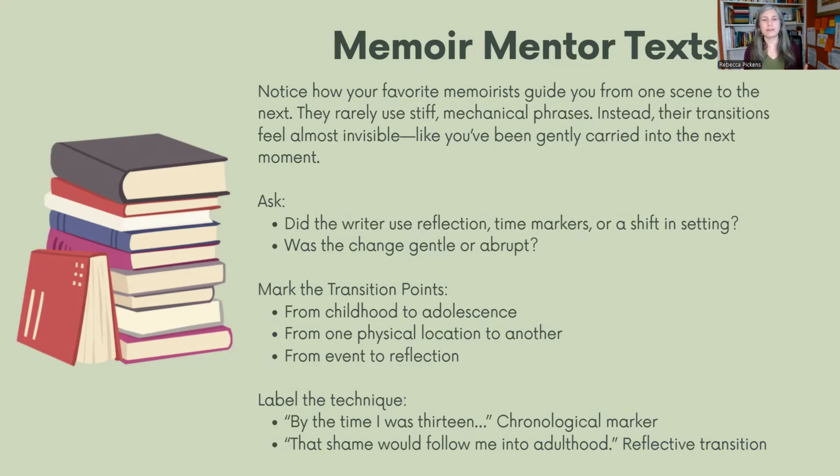So you're going to ask yourself, did the writer use reflection, time markers, or a shift in setting? Was the change gentle or abrupt? Really look at those transitions and identify what worked for you and what didn't. Then take out that highlighter and mark those transition points. You may be looking at a place where the author is transitioning from childhood to adolescence, or from one setting to another, or from an event to a reflection. Mark those up and label them. Is it a chronological marker? Is it a reflective transition? Make sure that you're marking all of them.